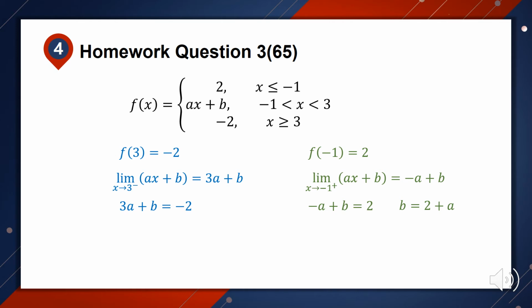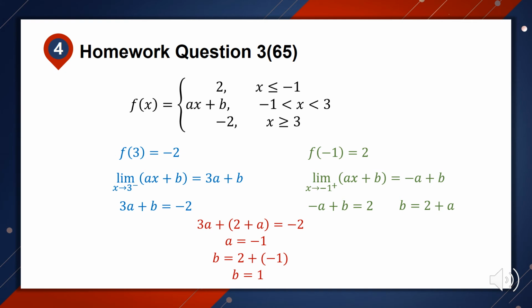When x is equal to negative 1, f of x is equal to 2. The limit as x goes to negative 1 from the right of ax plus b is equal to negative a plus b. So negative a plus b is equal to 2, and b is equal to 2 plus a. And we can get 3a plus 2 plus a is equal to negative 2 and a is equal to negative 1. b is equal to 2 plus negative 1, and b is equal to 1.